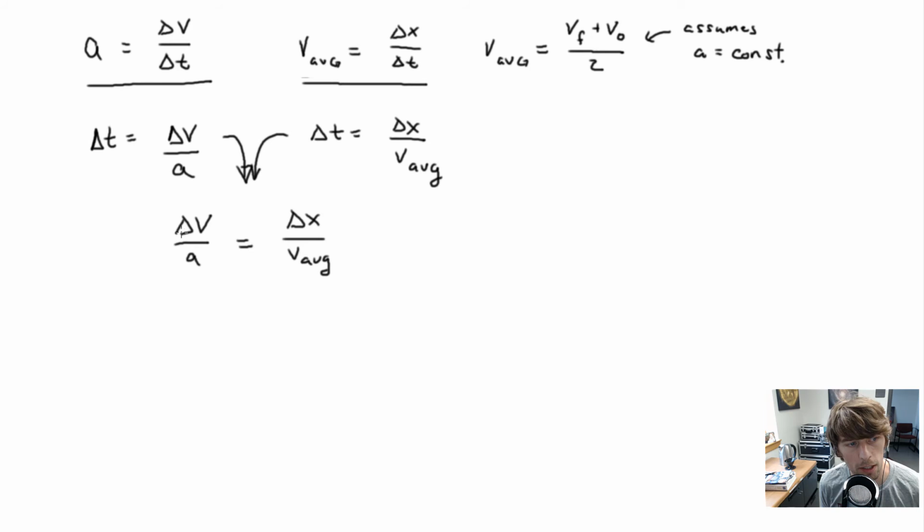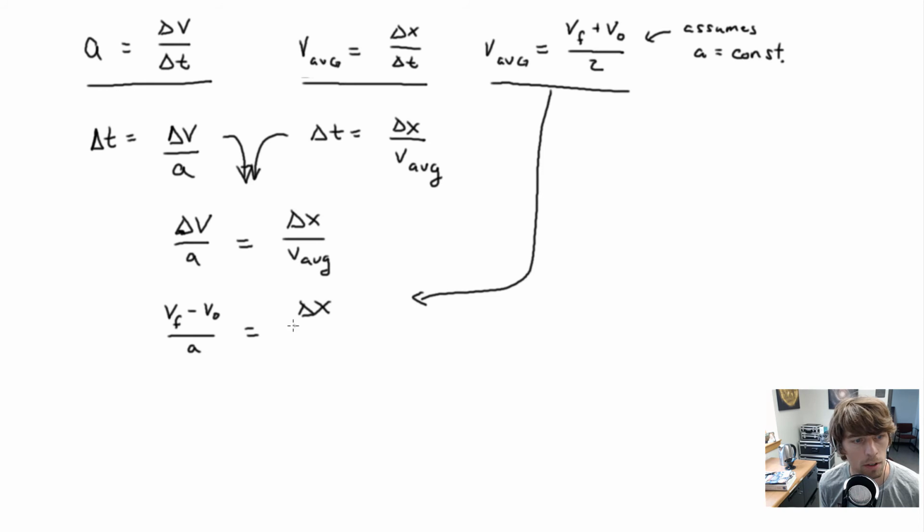Now, let me expand out the meaning of delta. So I have v final minus v initial over a equals delta x over, and here, again, you know what I'm going to do. I'm going to take my arithmetic average and substitute it in right here. So I will have v final plus v naught, I guess a compound fraction, over 2. Now, let's go ahead and rearrange to get rid of all the fractions.